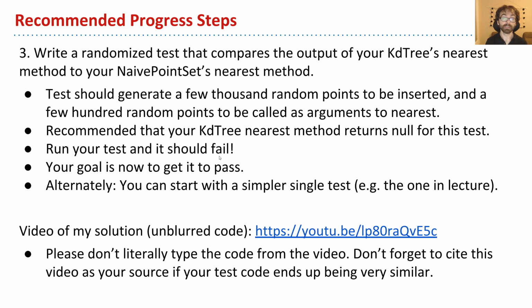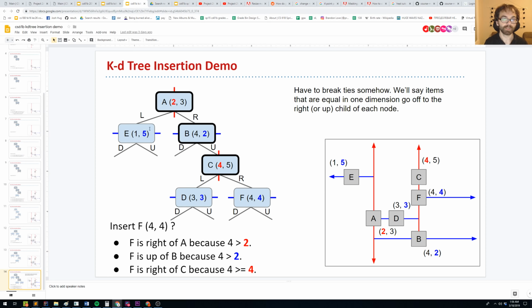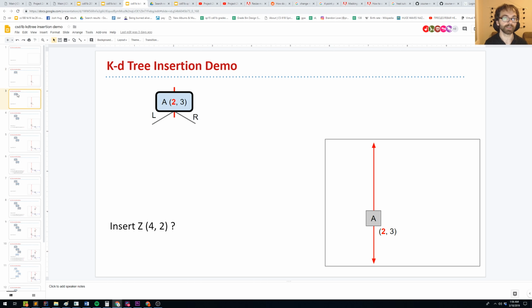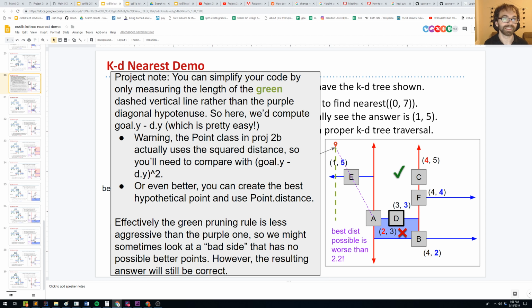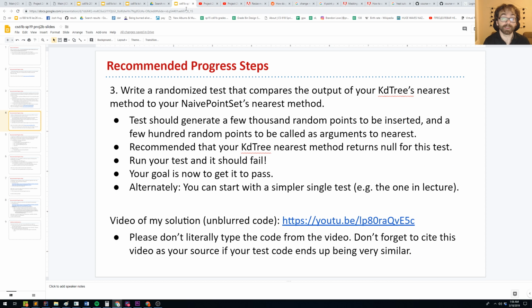Now, alternately, if you don't want to write a randomized test first, because it seems like a bit of a mental block, you can start with a simpler single test. So for example, you could start by inserting these 6 points and then calling nearest on 0, 7 and verify that you get 1, 5 back. Though I'd say that the randomized test also isn't so hard to write.